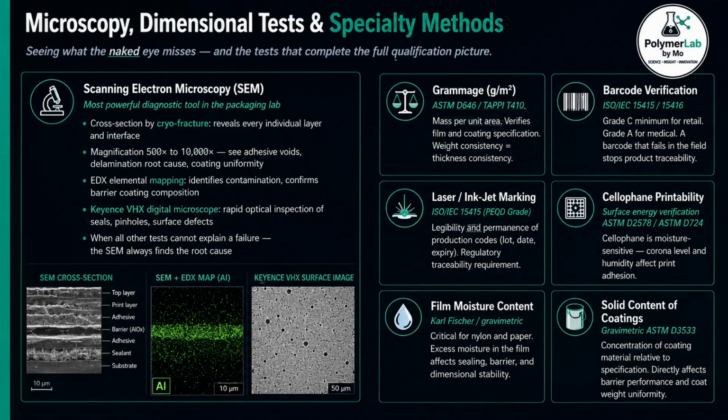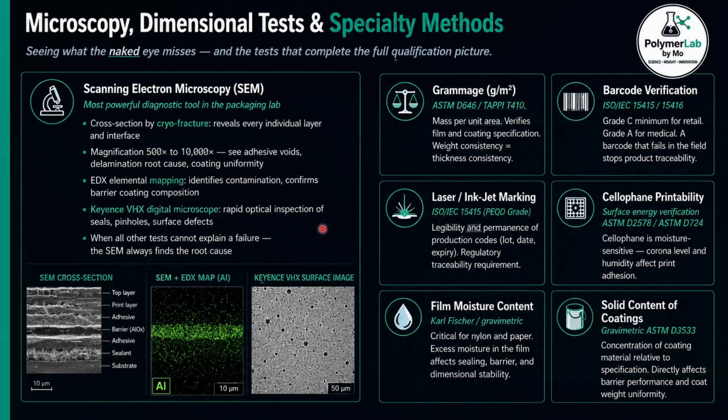Let's go to microscopy, dimensional tests, and specialty methods. Microscopy gives you access to information that no other test can provide: the actual physical structure of your film, visible at micron and submicron scale. Scanning electron microscopy is the most powerful diagnostic tool in the packaging laboratory. When a laminate is delaminating, and you cannot determine from chemical tests or peel tests whether the failure is at the adhesive substrate interface, within the adhesive layer, or at the barrier layer interface, the SEM shows you.